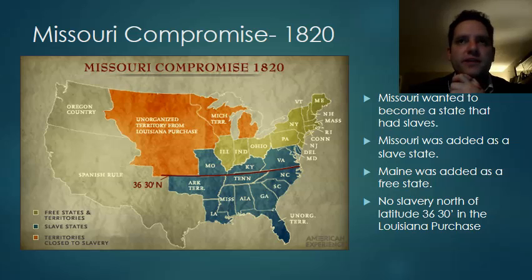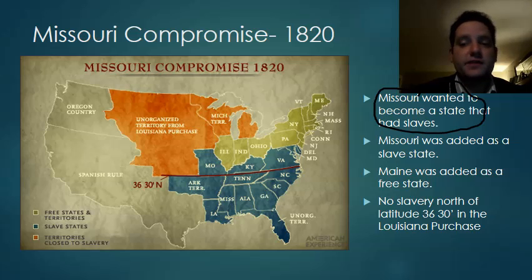So a compromise is, I don't want to go to bed at 8 p.m. I want to go to bed at midnight. But you compromise with your parents, say, fine, I'll go to bed at 10. So you get 2 more hours, but you're also not getting exactly what you want. That's a compromise. So Missouri wanted to become a free state.